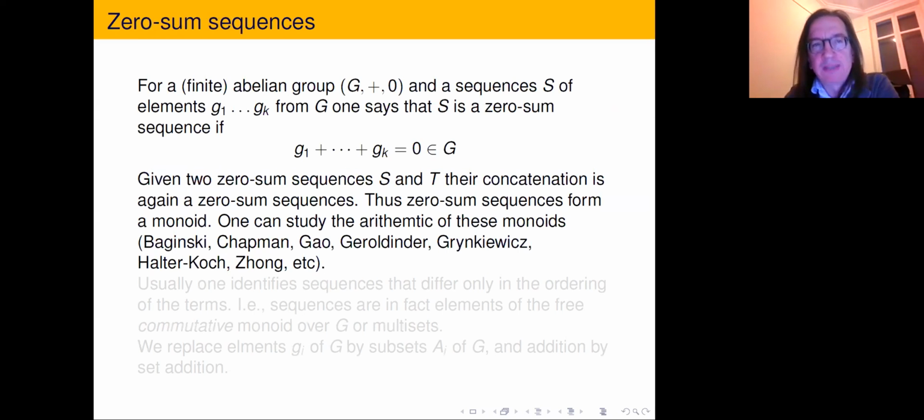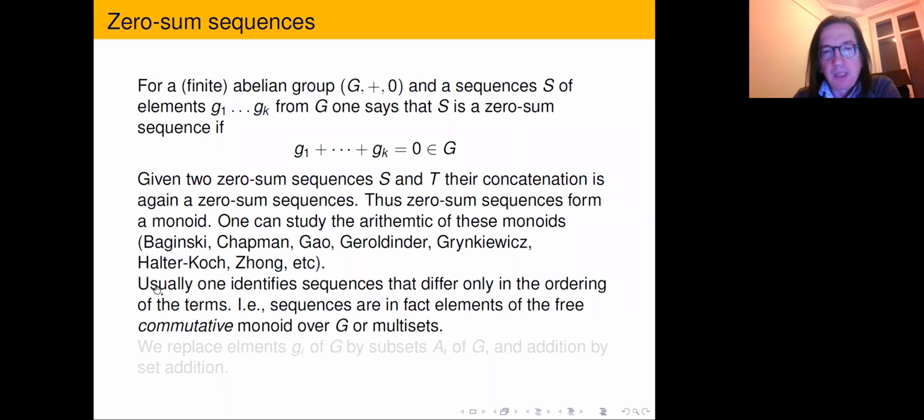So what are zero-sum sequences? For an abelian group, generally finite abelian groups, so in this talk we will only consider finite abelian groups. A sequence of elements from the group is called a zero-sum sequence when the sum of the elements is equal to 0. And if one has two zero-sum sequences, then their concatenation will also be a zero-sum sequence, and thus zero-sum sequences form a monoid. And one can study the arithmetic of these monoids, and there are plenty of contributions to the subject, the arithmetic of the monoid of zero-sum sequences.